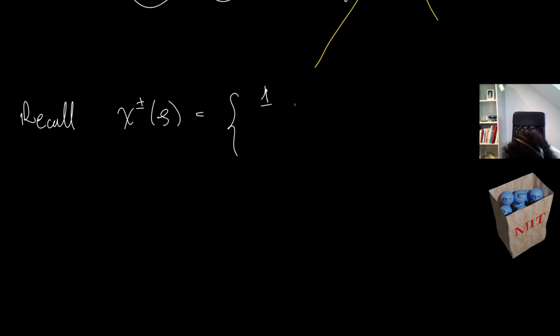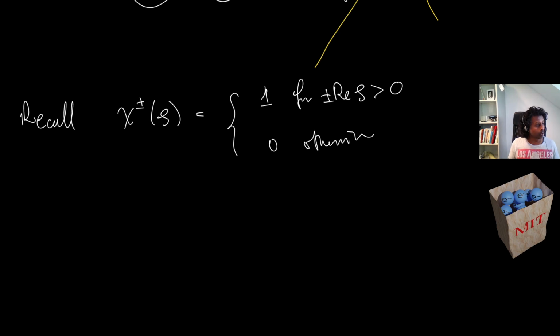So the second thing that we need to know is the following. Recall chi plus minus of zeta. This is equal to 1 for the plus minus, the real part of zeta is positive, and 0 otherwise, right? We've already seen this. So what we want now are spectral projectors, and we have the following proposition.